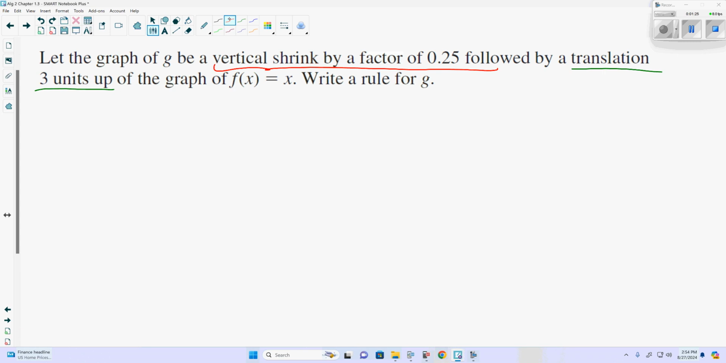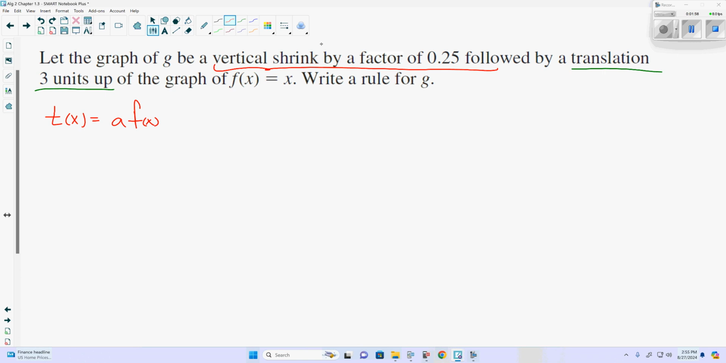Now we need a way or a letter to name the first transformation that we applied, because g will be the one that we use for applying the last one. So someone just give me a letter. T. So we'll say T of x is equal to. So since we're doing a vertical shrink by a factor of 0.25, we're going to use the general form a times our f of x. And we use f of x because we're applying it to the function f of x.